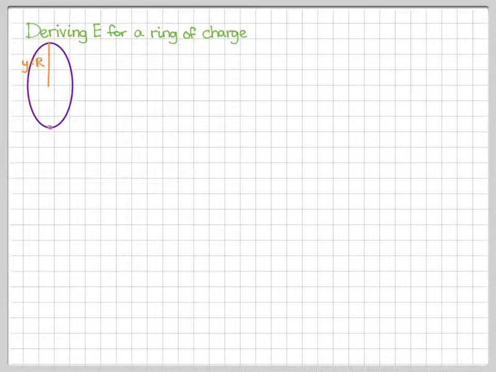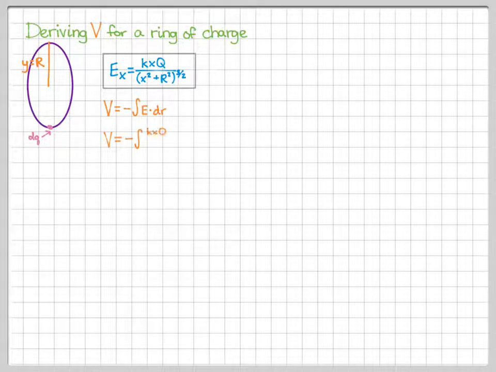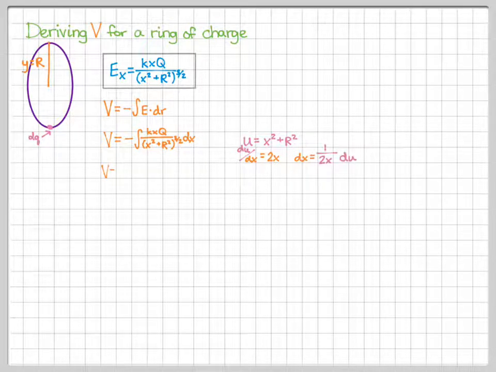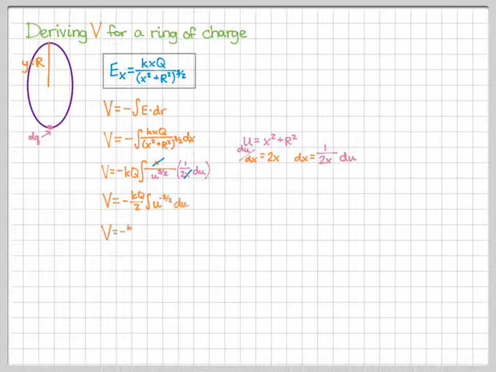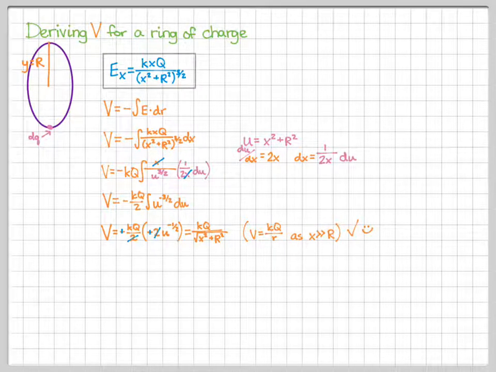Okay, we can also find the voltage from a ring of charge, so bear with me. This is voltage, yes. We know that voltage is equal to the negative integral of E dot dr, so there's me just plugging in the electric field equation that we derived before. We have to do some u substitution for that x squared plus r squared term down in the denominator. You go through that, you crunch everything together, it turns out pretty nice. We end up getting kq over the square root of x squared plus r squared.